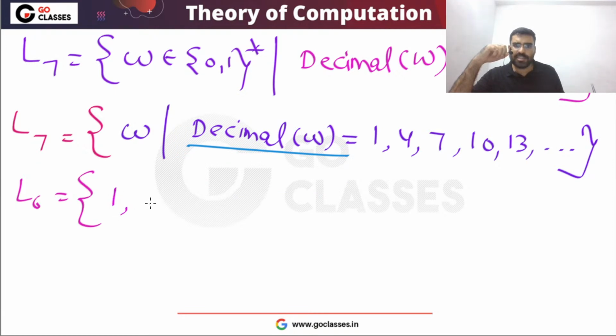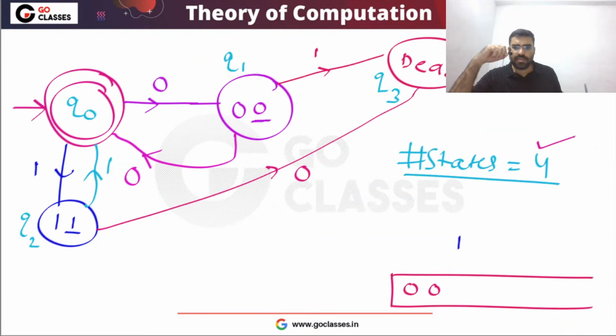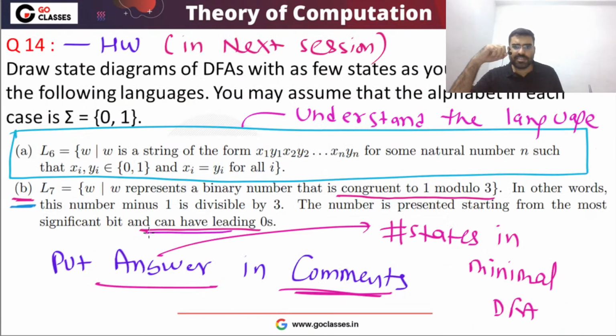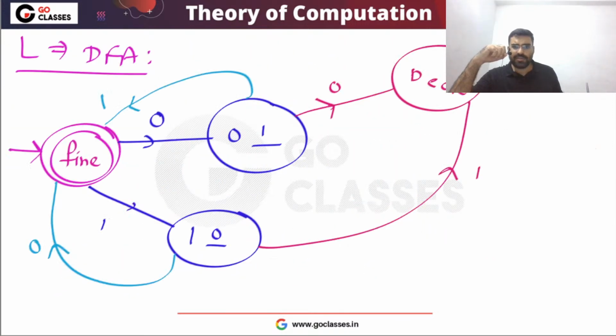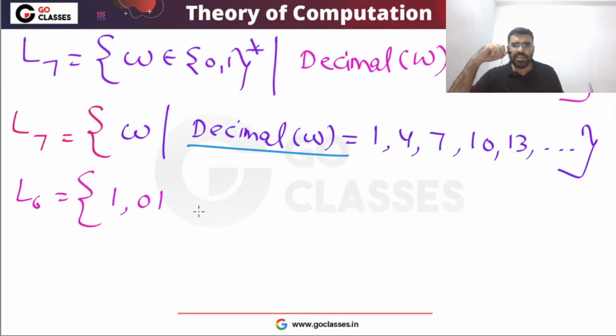So this string will be in the language, and leading zeros are allowed. Remember, leading zeros are allowed. In the question it says the strings can have leading zeros. So leading zeros are allowed.